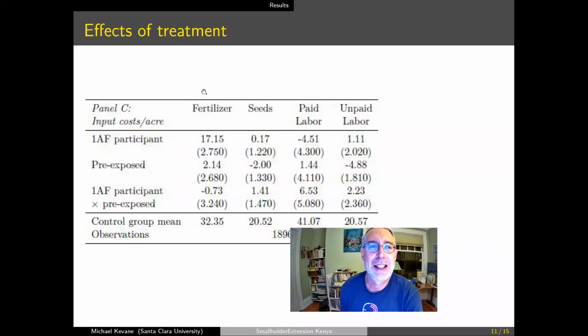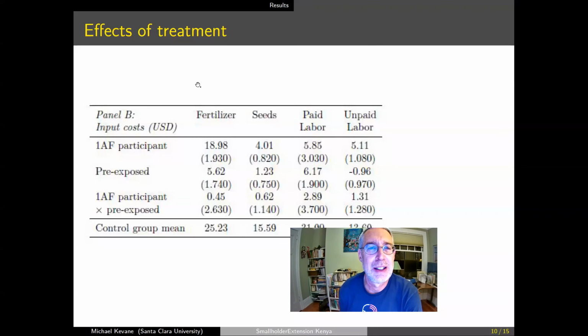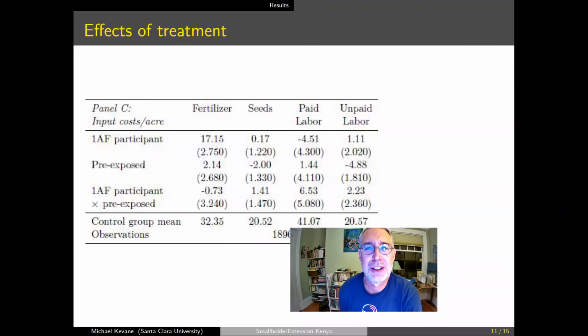Let's look at the next panel of results. I think, isn't that what we already did? Input costs, fertilizer, seeds, paid labor. Oh, that was the gross, and this is on a per acre basis. Sorry about that. I've forgotten why these two were different. So on a per acre basis, we see basically the same thing, that at least for fertilizer, more per acre, not so for seeds. On a per acre basis, less paid labor, and no difference for unpaid labor.